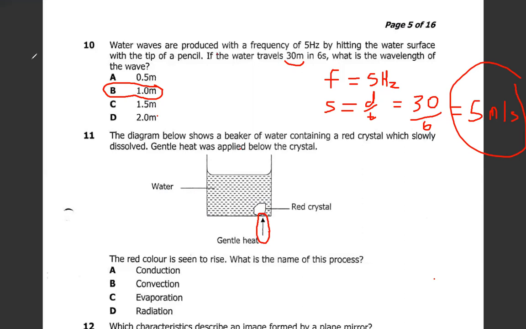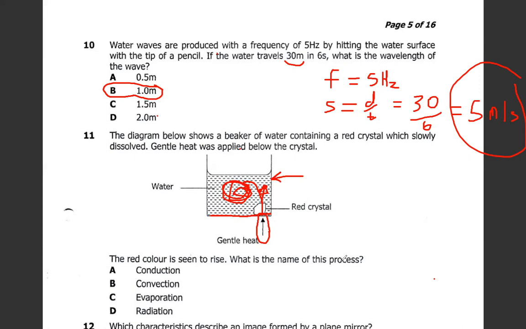So what does it mean? It means when this heat was being applied here, heat was being conducted, transferred through the base of this vessel by the method of conduction. This heat was distributed throughout the water by convection. So the red color is seen to rise. The red color was rising above there.